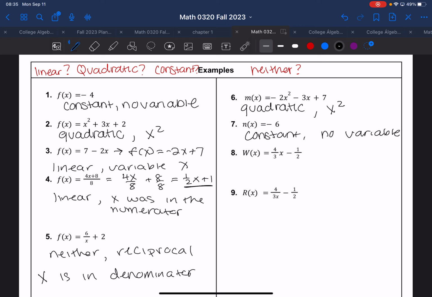What about number 8? What type of function? Linear. Linear, good. Because of that one variable, x. Okay, and what about number 9? Neither. Good, it's neither, because what is it? Reciprocal. Reciprocal. And how do we know it's a reciprocal function? The denominator. X is in the denominator.